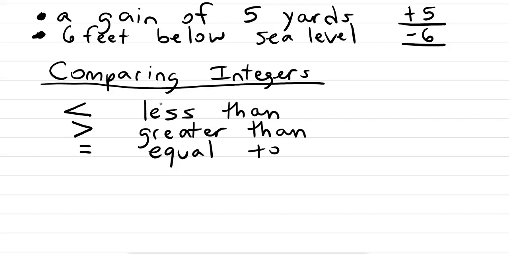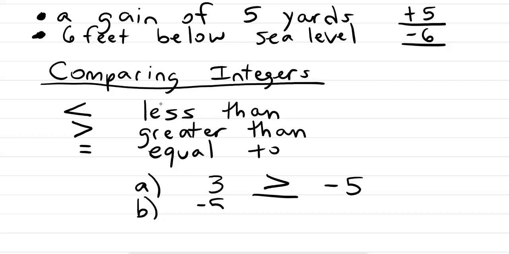So if I gave you some numbers to compare, you should be able to use your number line and compare the numbers. So for example, let's say I gave you, compare the 3 to -5. So is 3 less than, greater than, or equal to -5? So positive numbers are always bigger than negative, so I'm going to put the greater than sign. -5 compared to 0. So on the number line, remember, negative numbers are to the left of 0, so that means that they are less than 0.